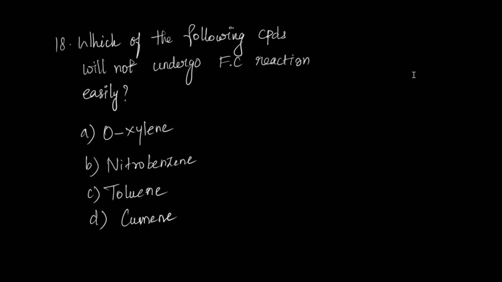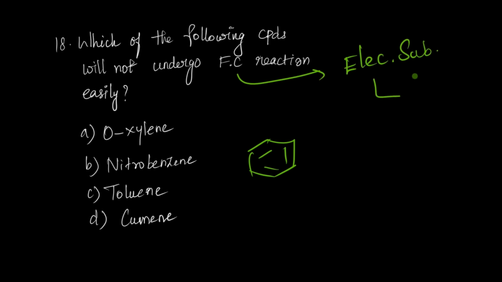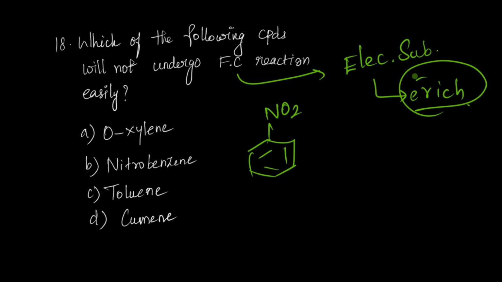Which of the following compounds will not undergo Friedel-Crafts reaction easily? So as you can see, I'm having orthoxylene, nitrobenzene, toluene, cumene. I don't remember the structure of cumene, orthoxylene I don't know at all. Don't worry, just see. Here I'm having nitrobenzene. What is Friedel-Crafts reaction? Electrophilic substitution, isn't it? Electrophilic substitution means it needs an electron-rich position. So if I'm having a nitro group on the benzene ring, it will pull all those electrons, so the ring becomes electron deficient.